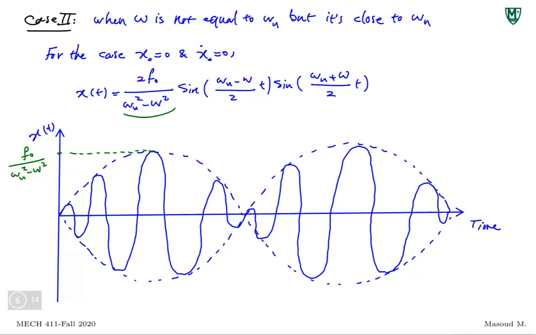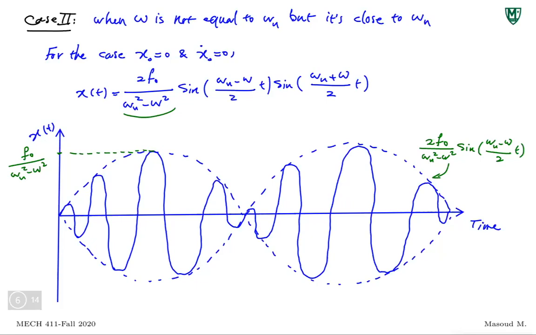So this envelope here, the equation for this is 2f naught over omega n squared minus omega squared, times sine of omega n minus omega over 2, times t. This is this envelope.